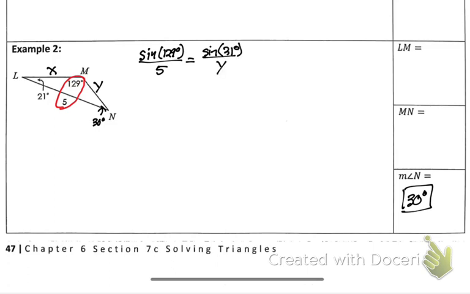I'm going to make a break right here, and I'm going to go ahead and do the other one as well. I'm just going to start the other one. The other one would be sine of 129 over 5 equals, what's across from the 30 degrees on mine? X. So we're going to go sine of 30 over that x.